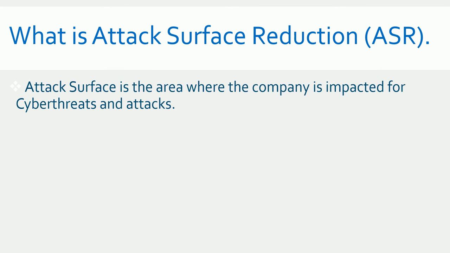So let's first try to understand what ASR, attack surface reduction, is. Attack surface is the area where the company is impacted by cyber threats or attacks. If some attackers attack your company, it will be in a specific area. That is the area where the company is impacted, where any attack happened and your company was impacted with threats or cyber threats. That area is called the attack surface area.